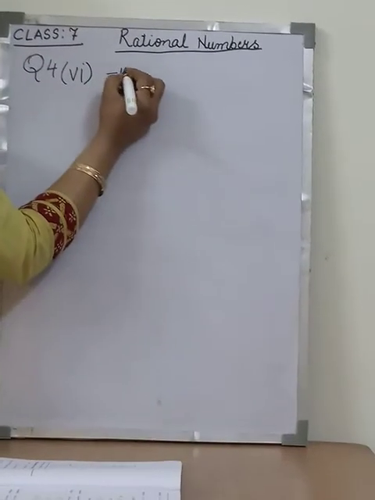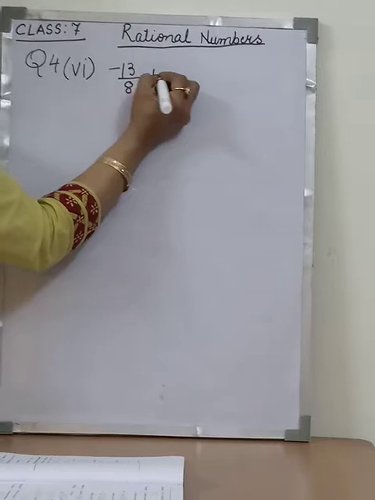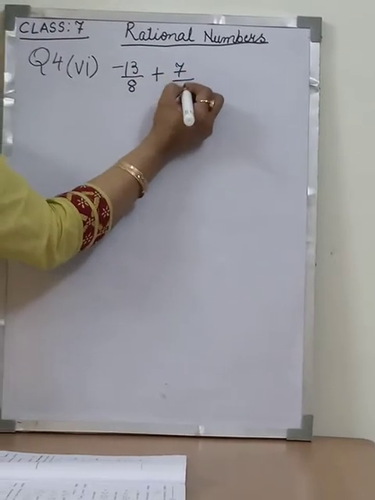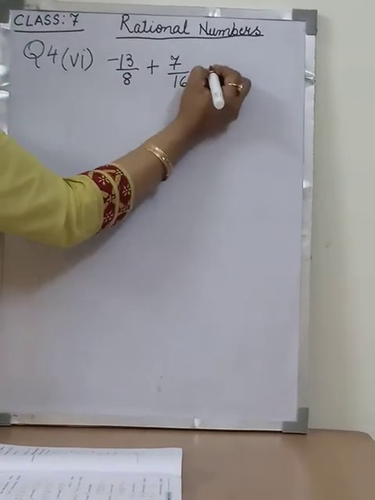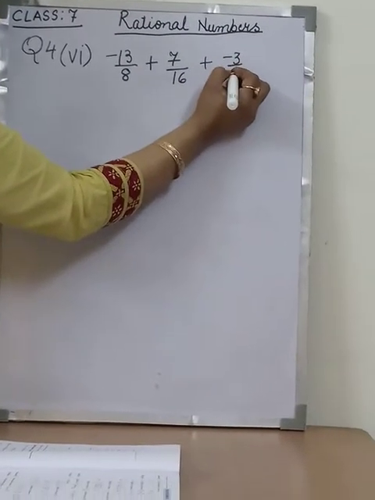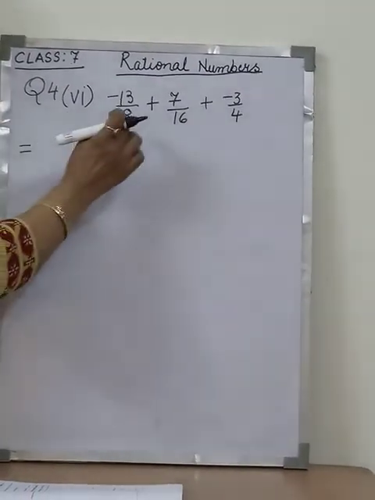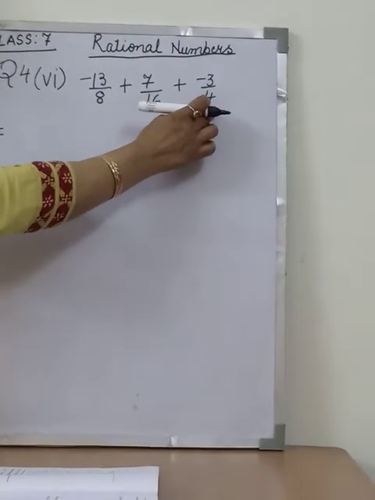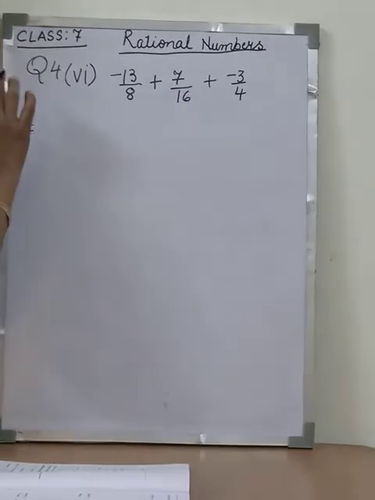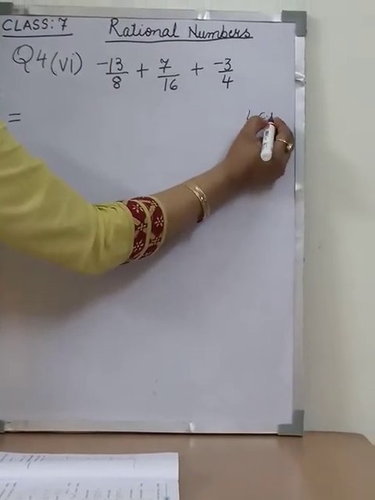So what is the question? Minus 13 by 8 plus 7 by 16 plus minus 3 by 4. I have copied the question. We have 8, 16 and 4, 3 different denominators. So we have to find the LCM. You can find the LCM in your rough column.